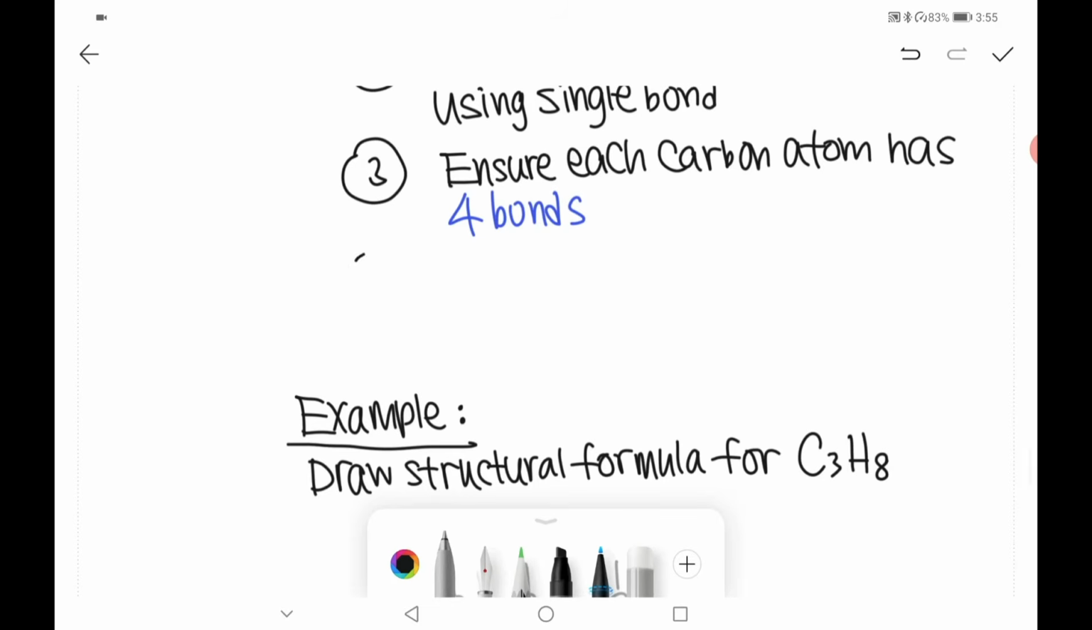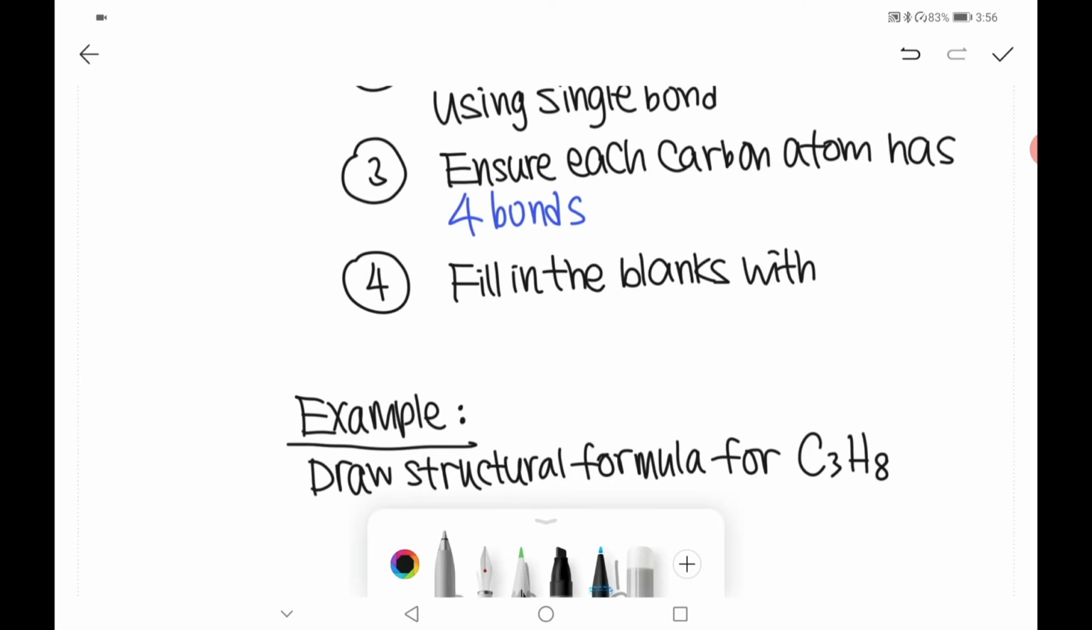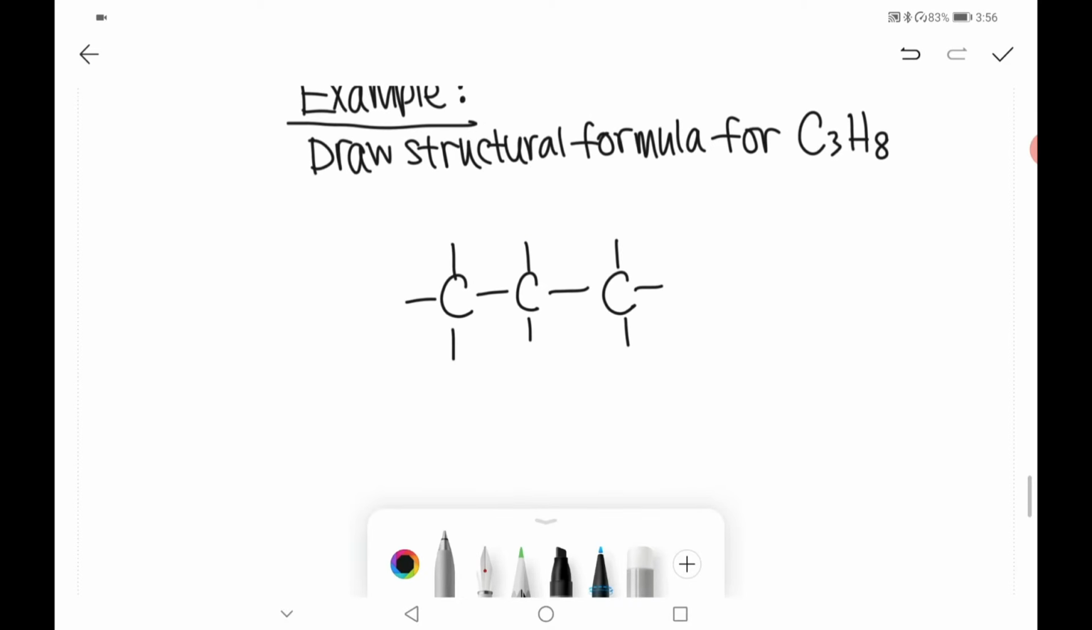So after the carbon got 4 bonds, then the last thing you need to do is fill in the blanks. So now the last thing is you need to fill in the blanks with hydrogen. Just put in the hydrogen atoms in the space. For example, here you see, put in the hydrogen, put in the hydrogen, put in the hydrogen.